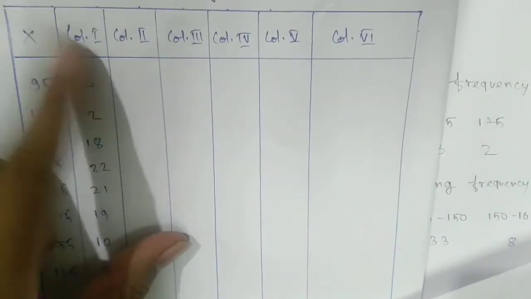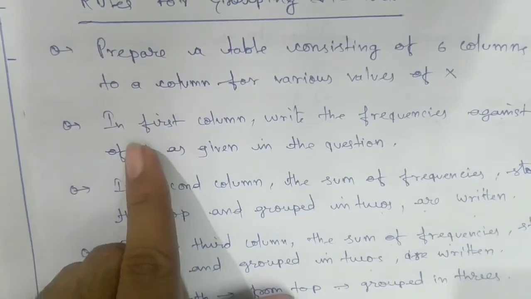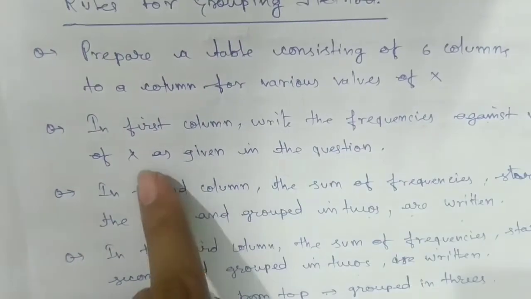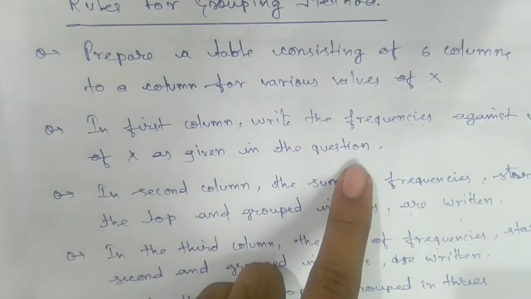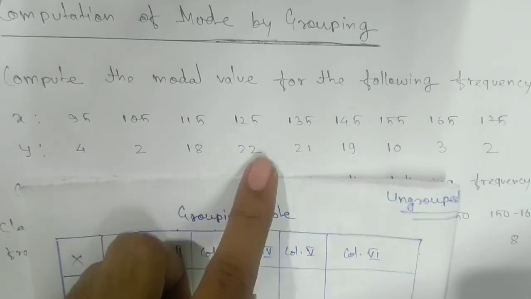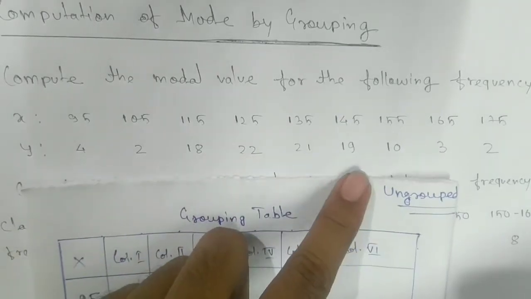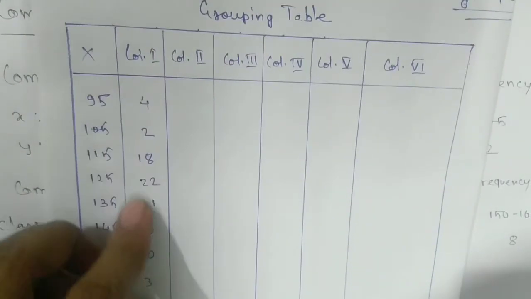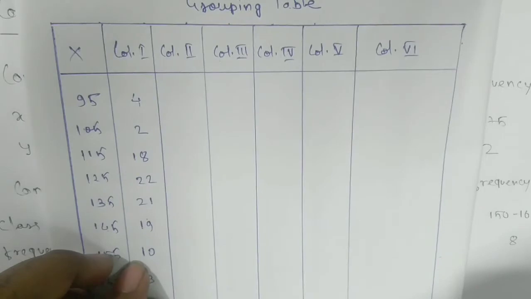See the first column: write the frequency against the various values of x as given in the question. That means here we have 4, 2, 8, 22, 21, 19. These are your frequencies for the variate. So for the first column, we're going to write these. Now, we'll not bring this one anymore. We'll see the rule.